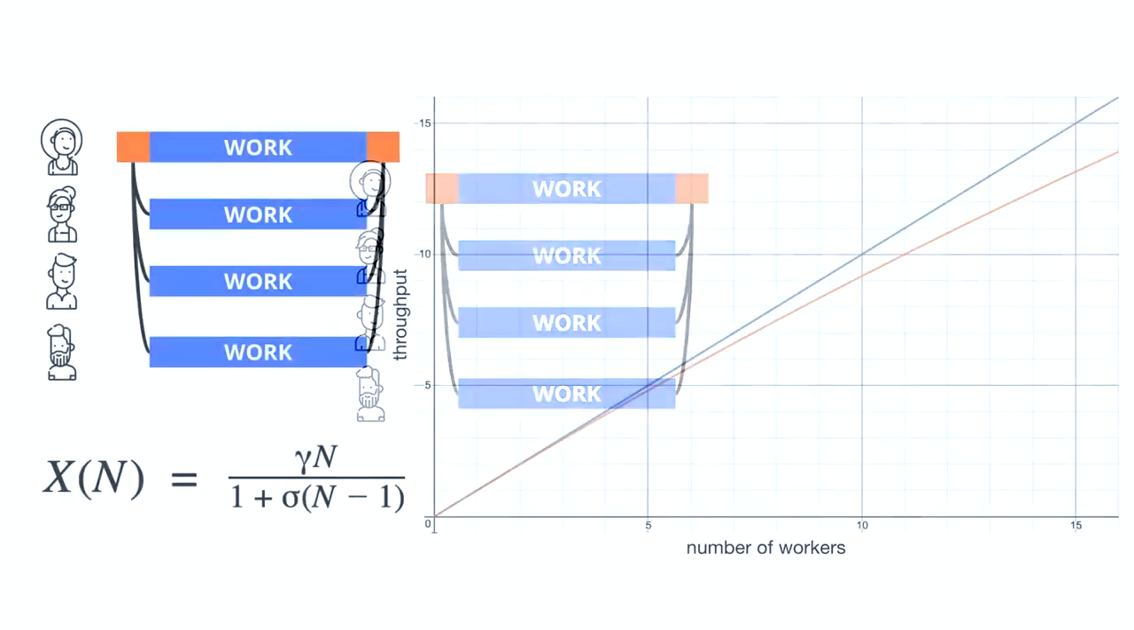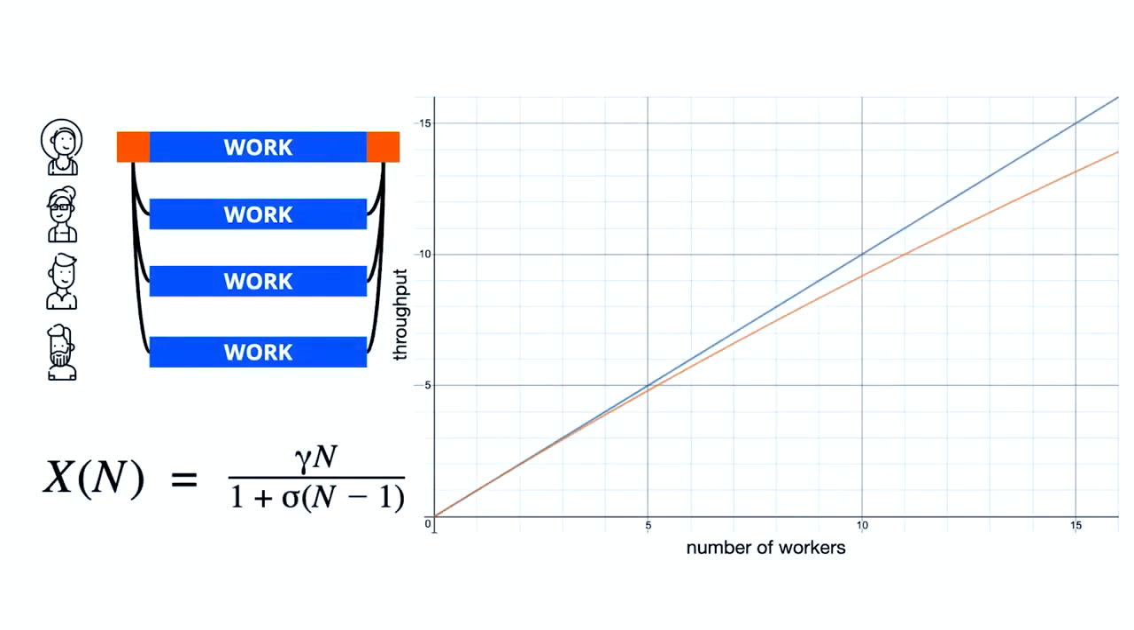The 4 blue segments with the drawings of people appear to the left of a graph with the equation, X(n) = γn / (1 + σ(n - 1)). Graph x-axis, labeled number of workers, from 0 to 15 in increments of 5. Y-axis, labeled throughput, from 0 to 15 in increments of 5. Blue line from coordinates 0, 0 to 15, 15. Red line arcs from 0, 0 to 15, 13.